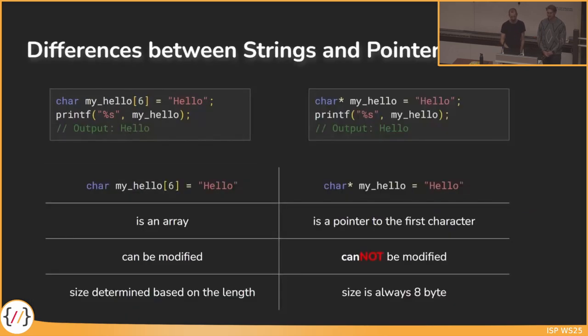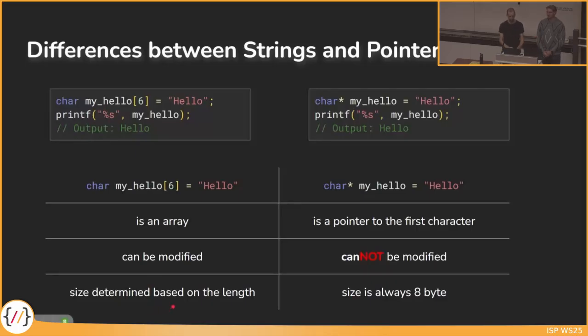So the differences between strings and pointers are, of course, how I write it. I use this notation here to create an array. I use this notation here to create a pointer, a character pointer. One is an array, one is a pointer to the first character, but the most important one: the left one can be modified. The right one cannot be modified. We will come to that in the next slide, why, and I think next week we will discuss it even further, why it cannot be modified.